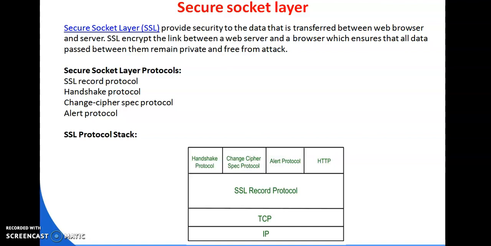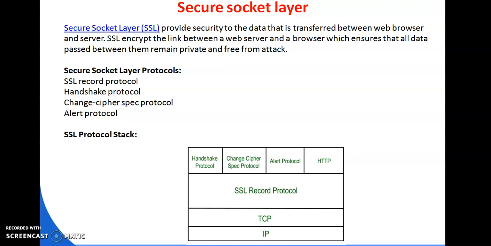Next we come to the change cipher spec protocol. This protocol uses the SSL record protocol. Like handshake, after the protocol is completed, the SSL record output will be in pending state. After the handshake protocol, the pending state is converted into current state. Change cipher spec protocol consists of a single message which is 1 byte in length and can have only one value. So this is about the change cipher spec protocol.